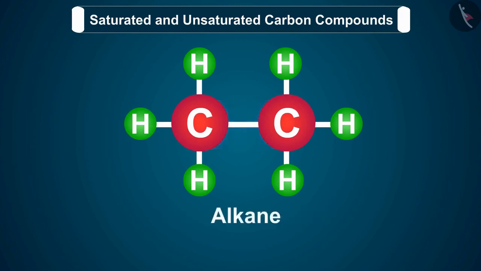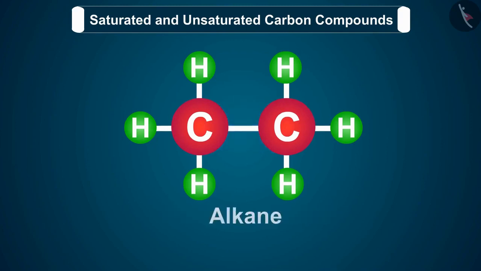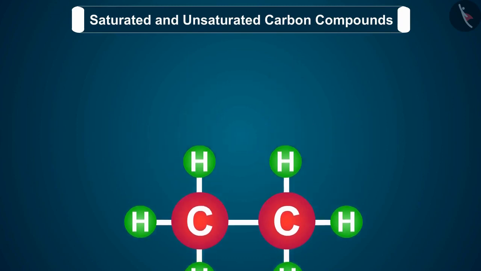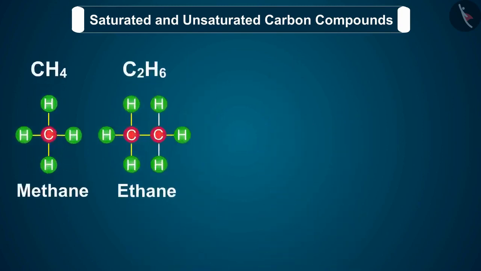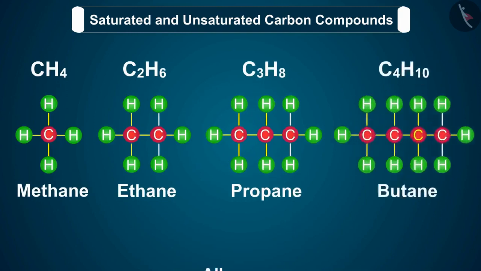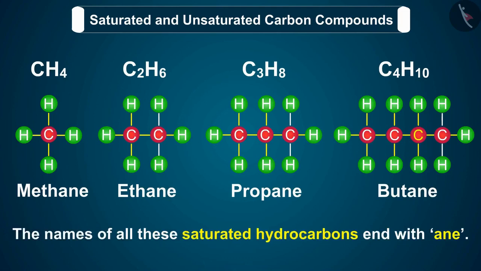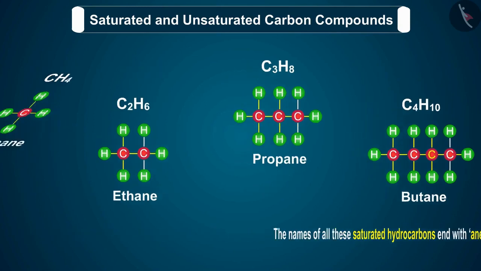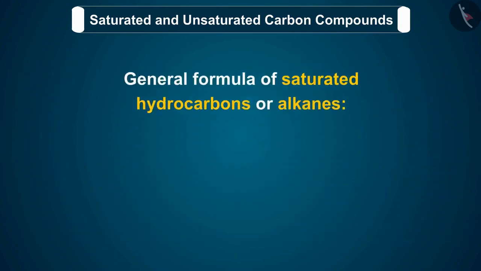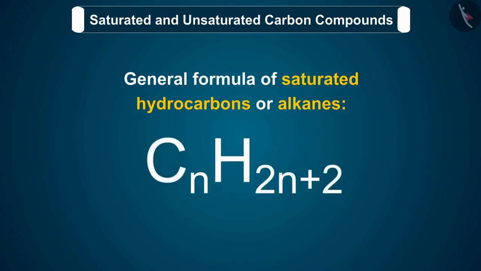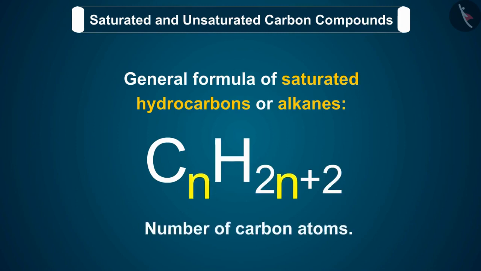It is also called alkane. Thus, the hydrocarbons methane, ethane, propane and butane are alkanes. The names of all these saturated hydrocarbons end with ane. The general formula of saturated hydrocarbons or alkanes is CnH2n+2, where n is the number of carbon atoms.